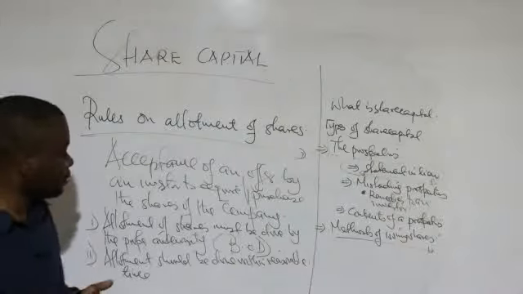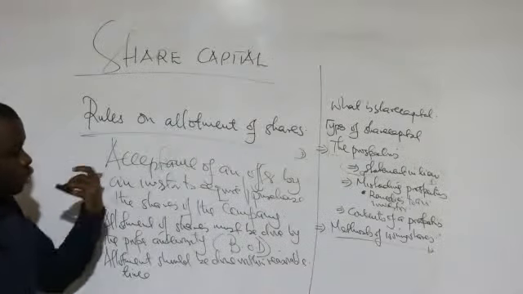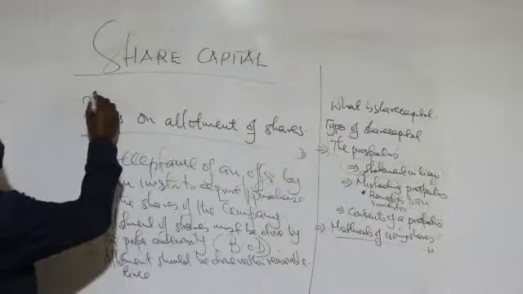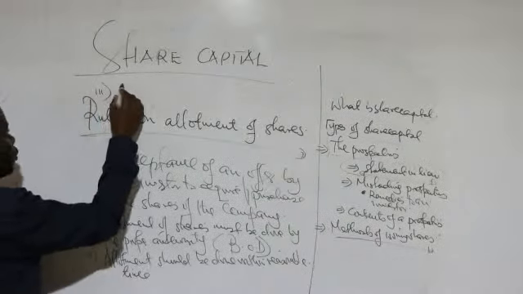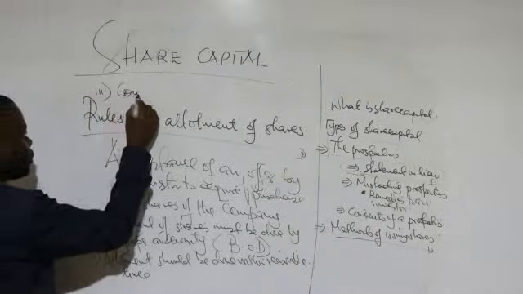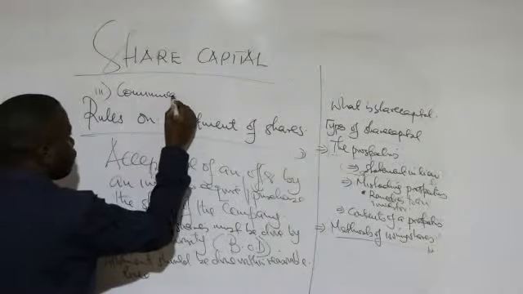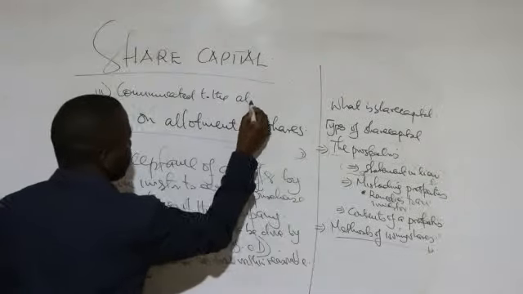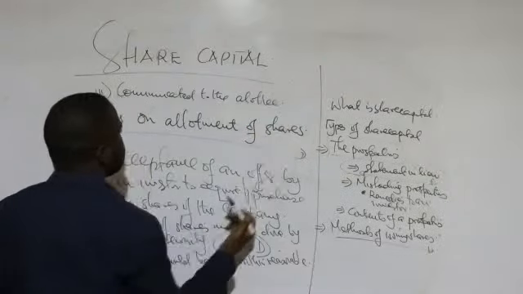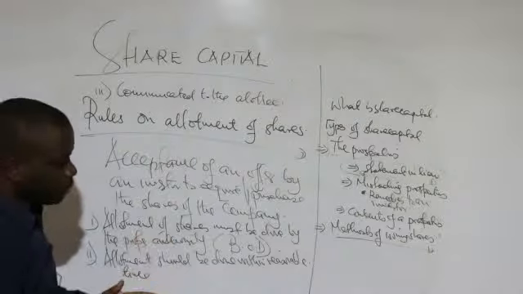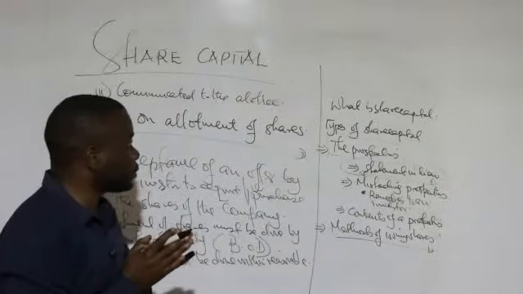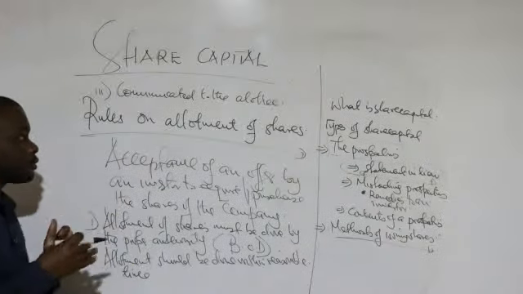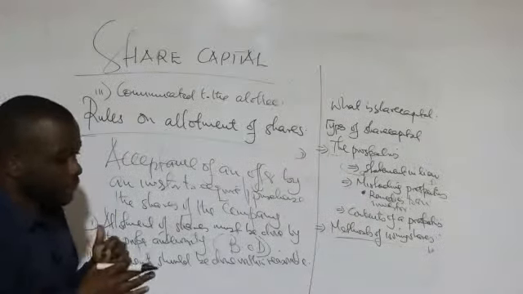Then another key thing: the allotment should be communicated to the investor, the allottee of the shares. Once the board has approved and decided they're going to give you this number of shares, they should communicate to you as an investor the number of shares you are supposed to get from the company.